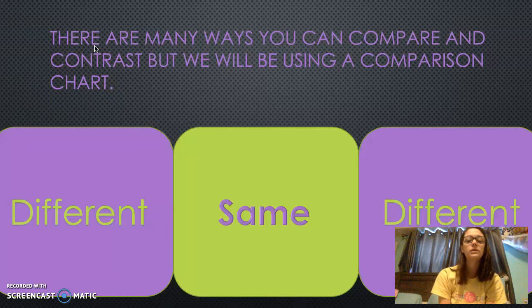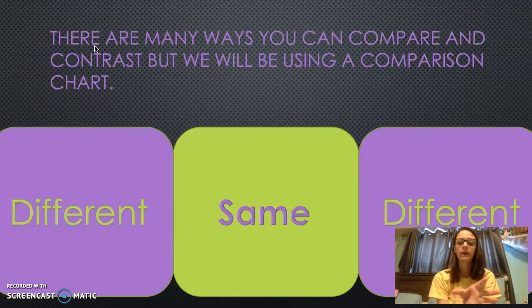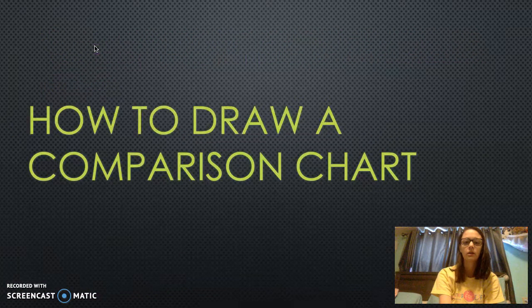There are many different ways you can compare and contrast, but we will be using a comparison chart. So they would most likely have known it as a Venn diagram. Instead of using a Venn diagram, I'm going to choose to use the comparison chart because it's easier. It gives them more room to write. It's easier for them to write.